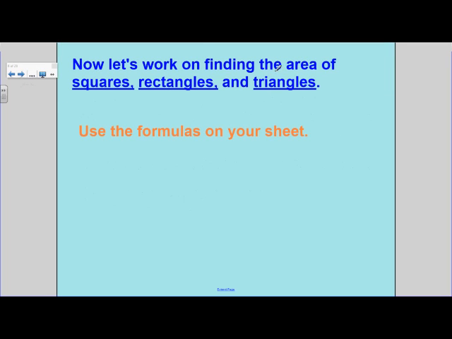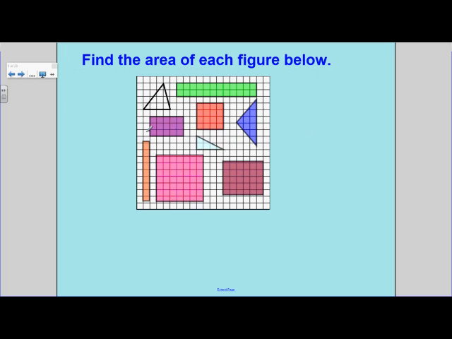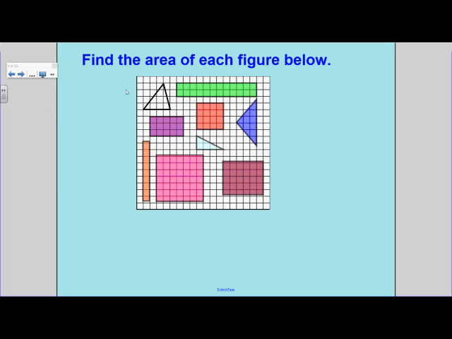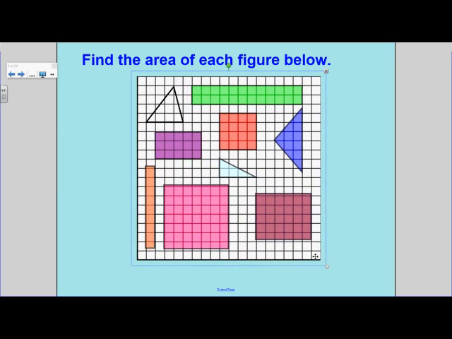Let's look on finding the area of squares, rectangles, and triangles. Now remember, you have the formulas right there on your sheet. I printed them for you. So when you use the formulas, just use these formulas to find the areas. Now, let me make this a bit larger for me. You have the same scenario here. You have the same picture on your page, and it wants us to find the area. Alright, well, I'm going to do one square, I'm going to do one rectangle, and I'm going to do one triangle, and then you do the rest.